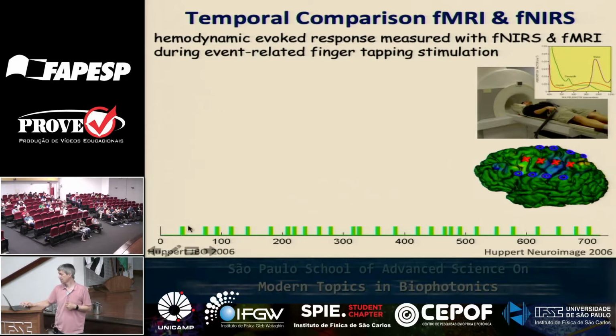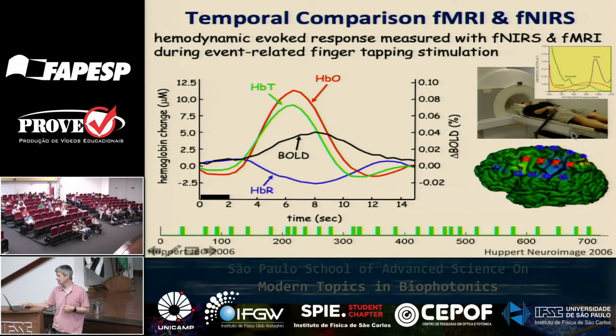So in this experiment, Ted had his subjects tap their fingers for 2 seconds, and we measured the hemodynamic response in the motor cortex with the FNIRS and the MRI simultaneously. So this is an average over 5 subjects, and you can see basically this rapid increase in oxyhemoglobin and total hemoglobin, and this delayed decrease in deoxyhemoglobin. This is all measured with near-infrared spectroscopy from the motor cortex here. And at the same time, we get the BOLD measurement.